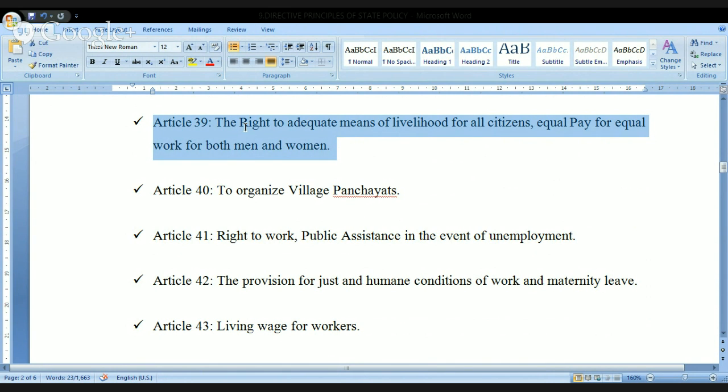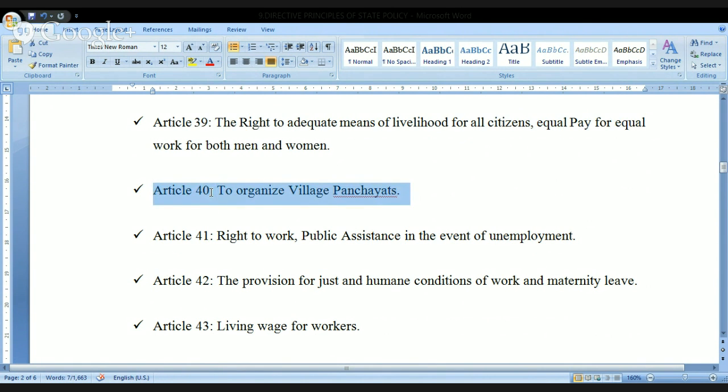So many times these complaints will come up in our day-to-day life also. Women are paid less, whereas men are paid more. But it is the responsibility of the state to see that there is equal pay for equal work for both men and women. Next, Article number 40.